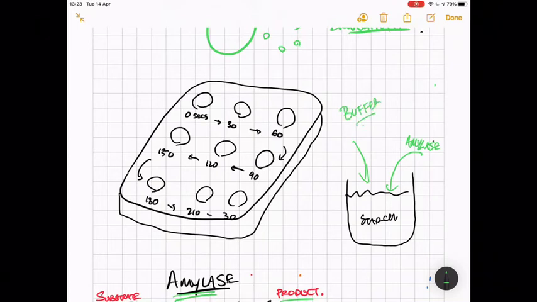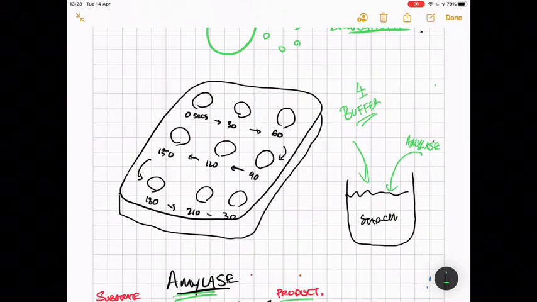So what we're going to do is use something called a buffer. A buffer is just a salt solution that maintains a pH at a constant level. So we might try a few different pH buffers: pH 4, which is marginally acidic, pH 7, pH 10, something like that. Depends on what's available in school and how many different ways you've got to set it up.